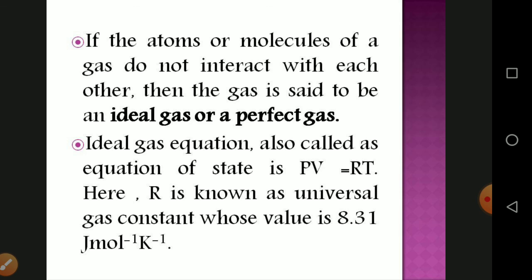And the next one: if the atoms and molecules of a gas do not interact with each other, then the gas is said to be an ideal gas or a perfect gas. The ideal gas equation, also called the equation of state, is PV is equal to RT. That means pressure into volume is equal to the universal gas constant into temperature. Here R is known as the universal gas constant, and the value is 8.31 joule per mole per Kelvin.